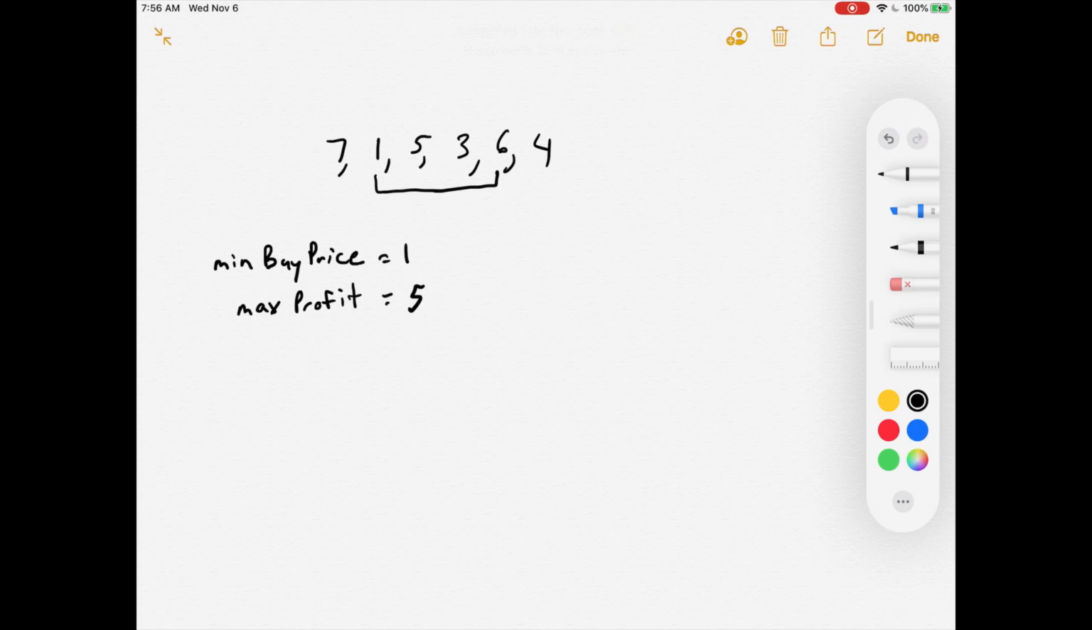All right, so now we move on to the next one, the number 4. Should we buy it at this price? No, because we could have already bought it at a lower price, which is $1. Should we sell it at this price? No, because if we sold it at $4 and bought it at $1, it would only give us a profit of $3. Our max profit so far is $5, so we'd rather take 5 than 3.